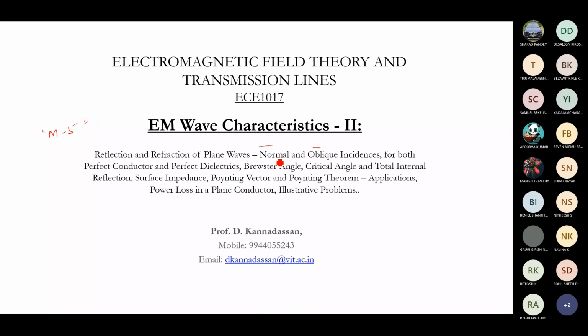There are some practical applications also available. At the end, the topic covers the pointing vector. But the pointing vector should be studied well before normal or oblique incidence, so I will start with the pointing vector and pointing theorem. Then we will see how these boundary conditions work.